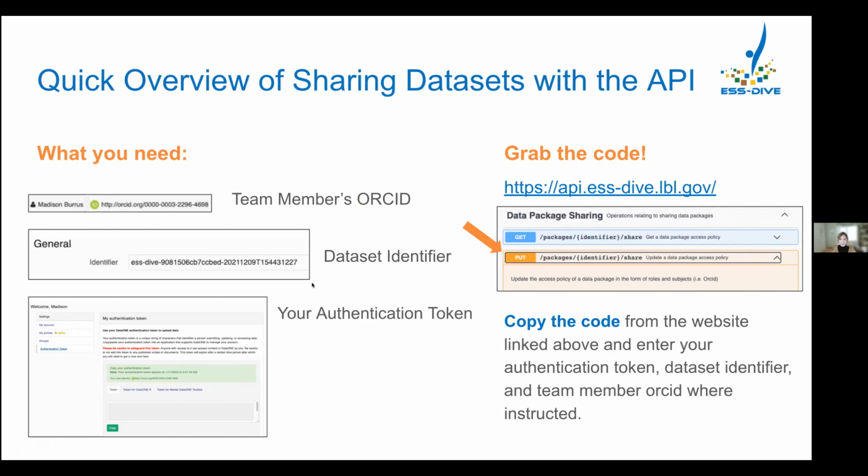Once you have those three things, you'll just need to grab the code that we have available. I have a link here to our technical documentation, and this is a screenshot of where you'll find it. You'll copy it, and you'll see exactly where you need to enter your authentication token, your identifier, and your team member ORCID IDs. Then you'll just submit the HTTP request. So that's the quick overview.